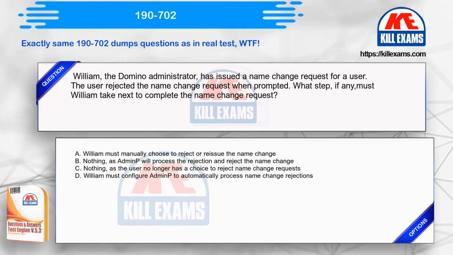William, the Domino administrator, has issued a name change request for a user. The user rejected the name change request when prompted. What step, if any, must William take next to complete the name change request?